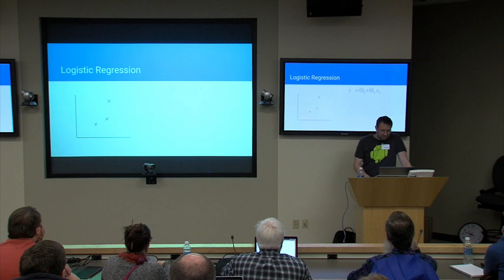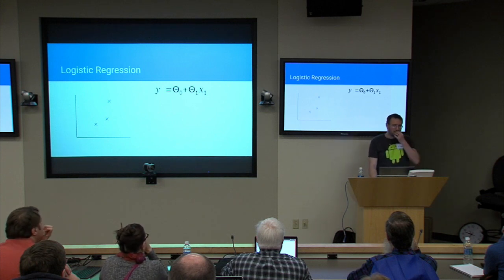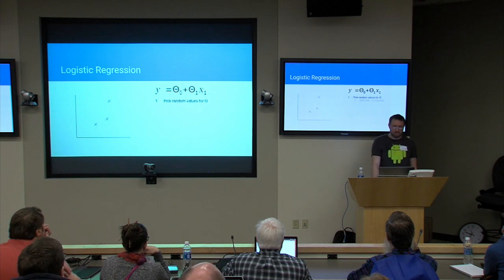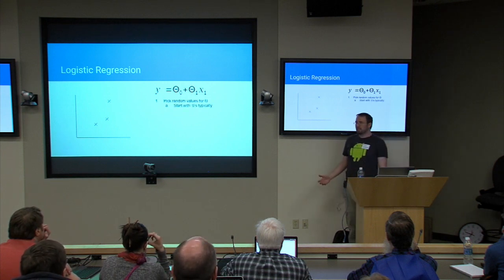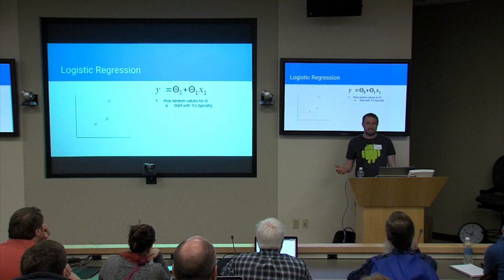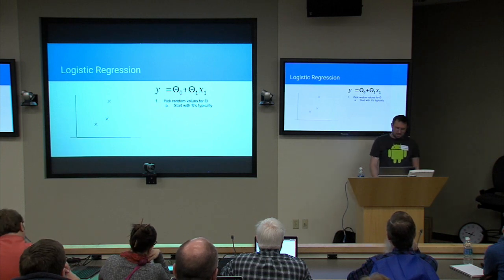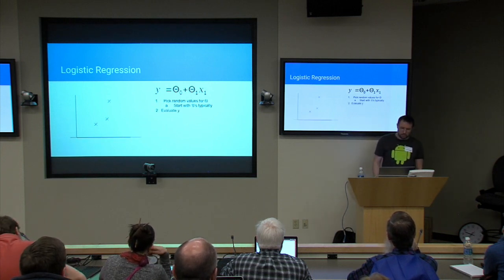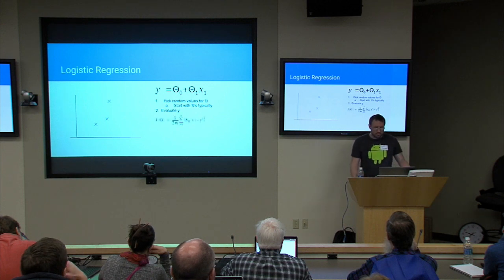So what does this look like? We've got our equation, again, written out with theta. We're going to pick random values for theta. Typically, with logistic regression, you start out with 0. Why? Because that's easy. There we go. We're going to evaluate y using this equation.